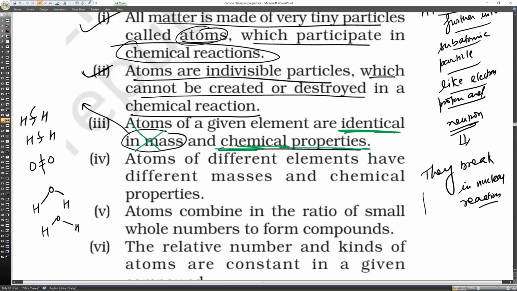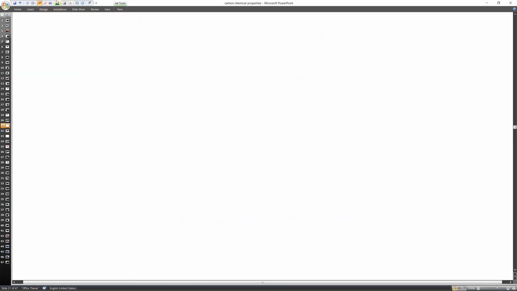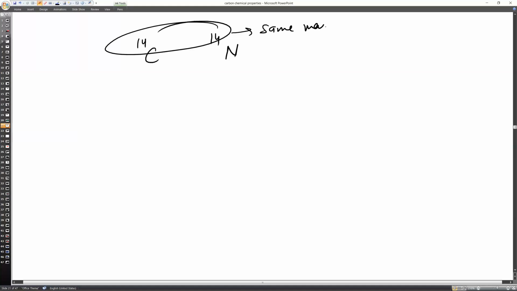Next, he said that atoms of different elements will have different masses. If atoms are different, they will have different masses. So it is also incorrect. But having different chemical properties is correct. For example, if I talk about carbon-14 and nitrogen-14, they have the same mass, but different atoms.